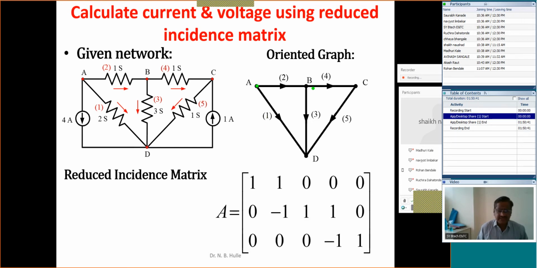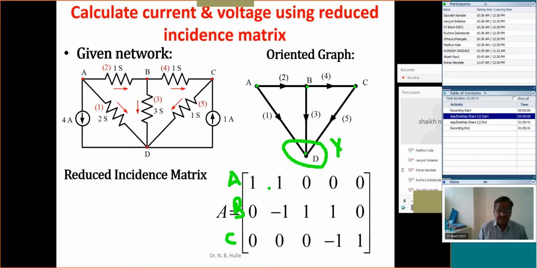This graph has 4 nodes: 1, 2, 3, and 4. But look at the number of rows in this matrix. We have only 3 rows. Here we have taken this node as the reference node, and for this node we have not prepared its matrix row. The first row is node A, the second row is node B, and the third row is node C.